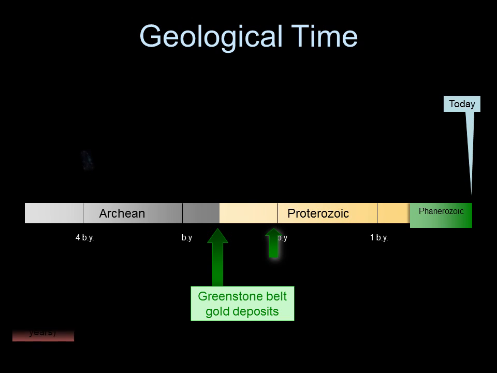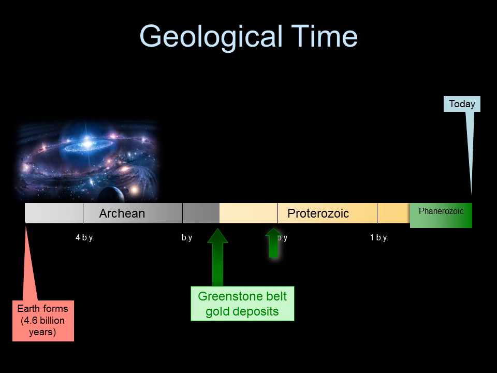The Earth originally formed about 4.6 billion years ago, and dinosaurs evolved only just 150 million years ago. And humans barely register on this scale.